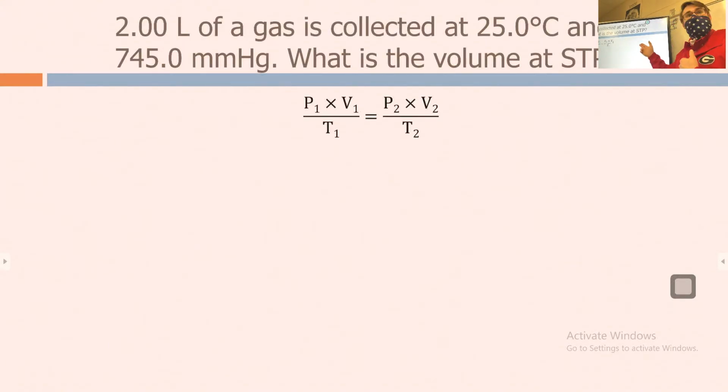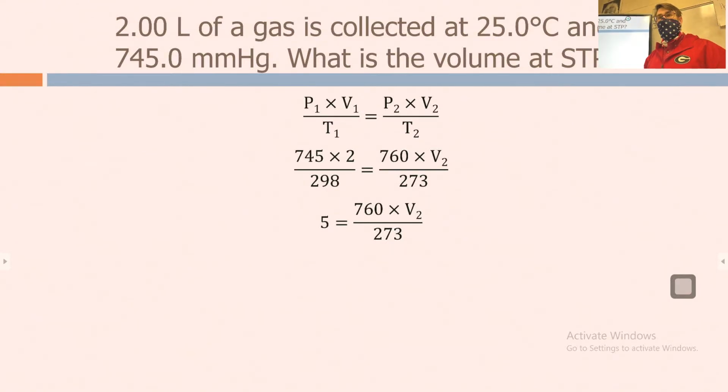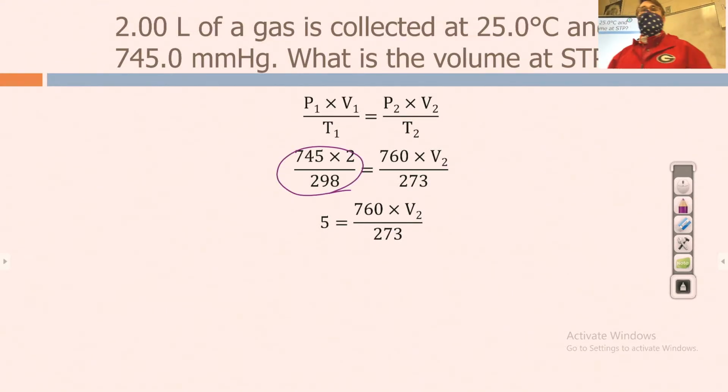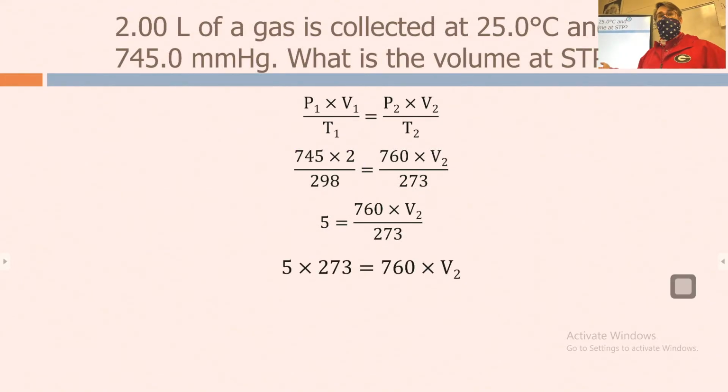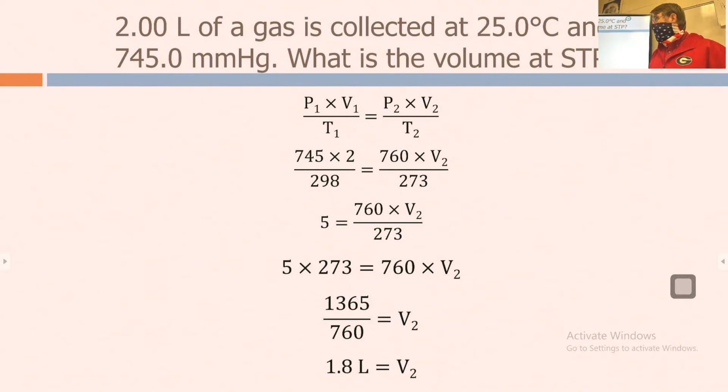So we have the combo law. We plug in, and we cross multiply, or just rearrange. We go ahead and do some of the solving. They went ahead and solved this whole side. I say cross multiply and then solve, but either way. They plug this into the calculator first, and then they cross multiply, and then they divide and solve for the variable. And they get 1.8 liters. Significant figures are 3, so it should be 1.80.